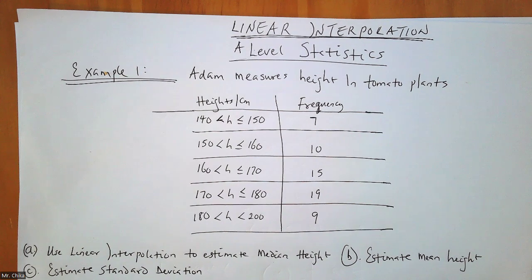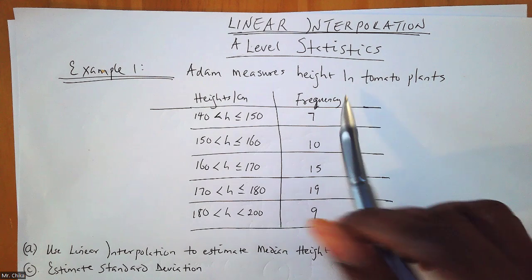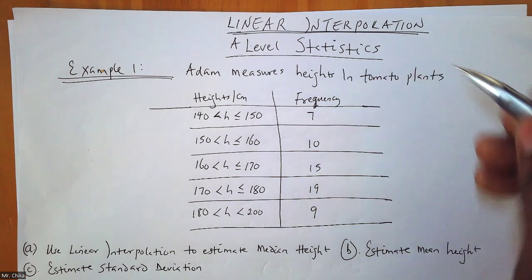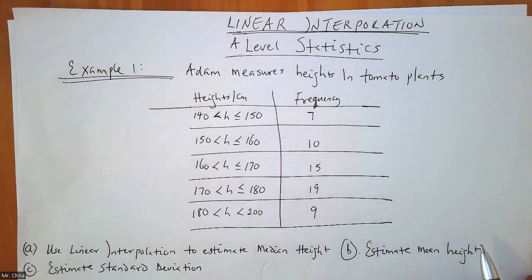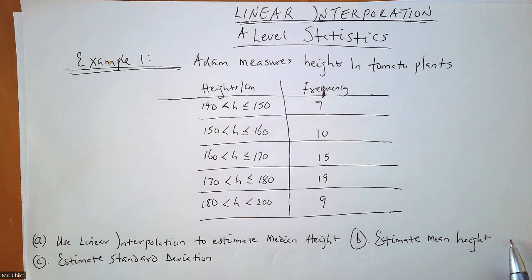Let's just dive into it. Okay. So Adam measures heights in tomato plants. Those are the heights, those are the frequency. And we're asked to use interpolation to estimate the median height.